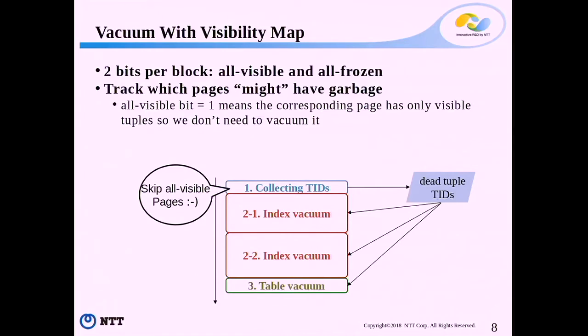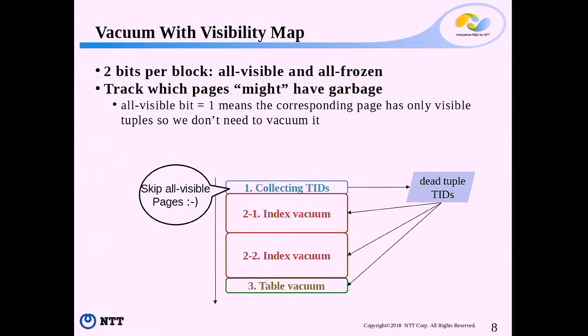And as I explained before, vacuum can work with a visibility map. The visibility map tracks which pages might have garbage, using 2 bits per page. If the visibility map says a page is all-visible, that means all tuples on the page are visible to all transactions. That means we don't need to vacuum the page, so we can skip it. So using the visibility map, we can reduce the amount of work for the first phase, collecting TIDs, and the third phase, table vacuum.